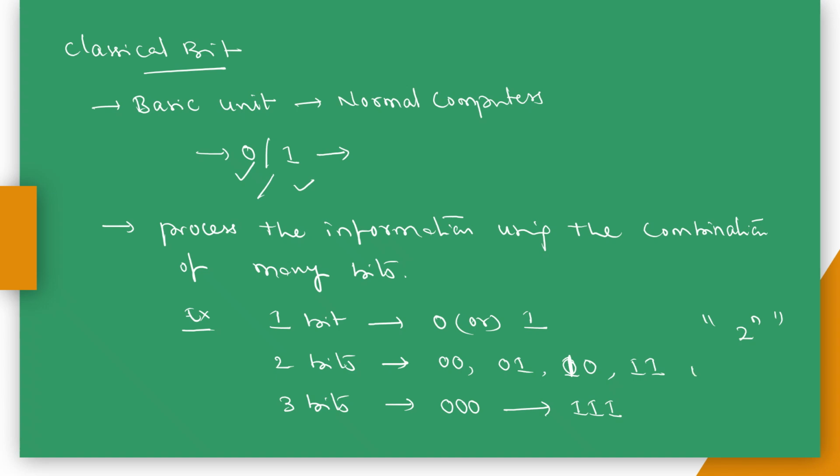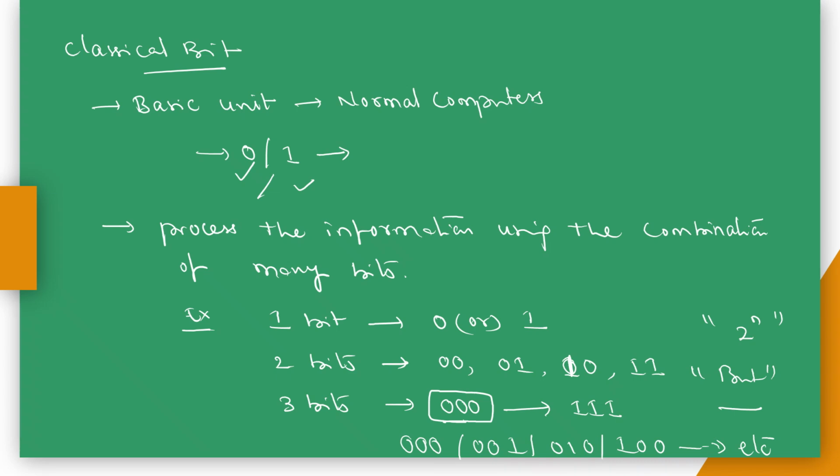But the system, in the case of a normal computer, is in only one combination. For example, in the case of 3 bits, it may be in the 0 0 0 state or 0 0 1 or 0 1 0 or 1 0 0, similarly like this, but not a combination. So the system is in only one combination.